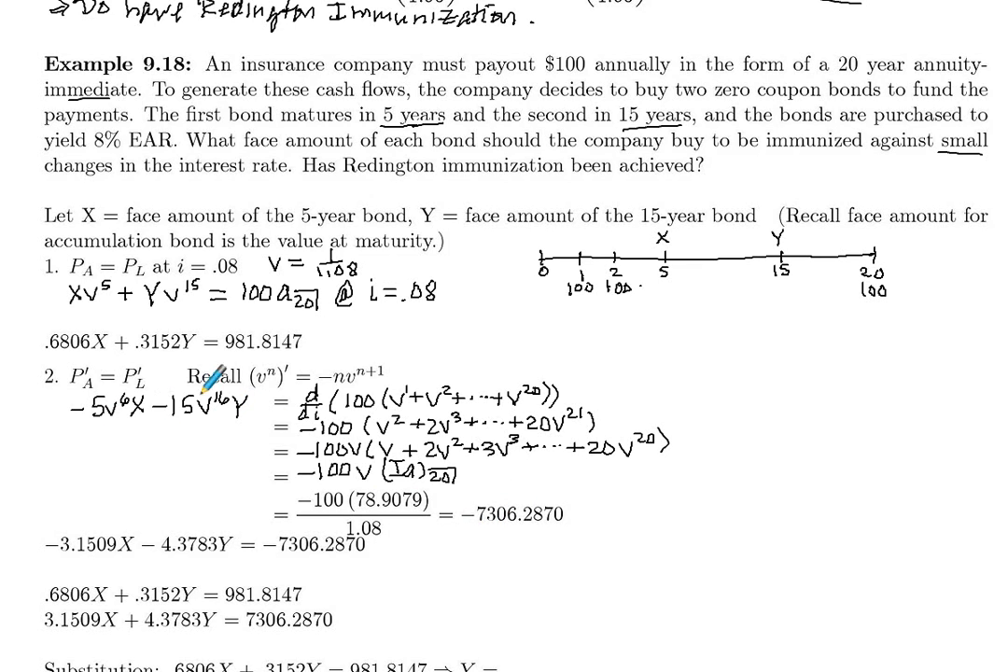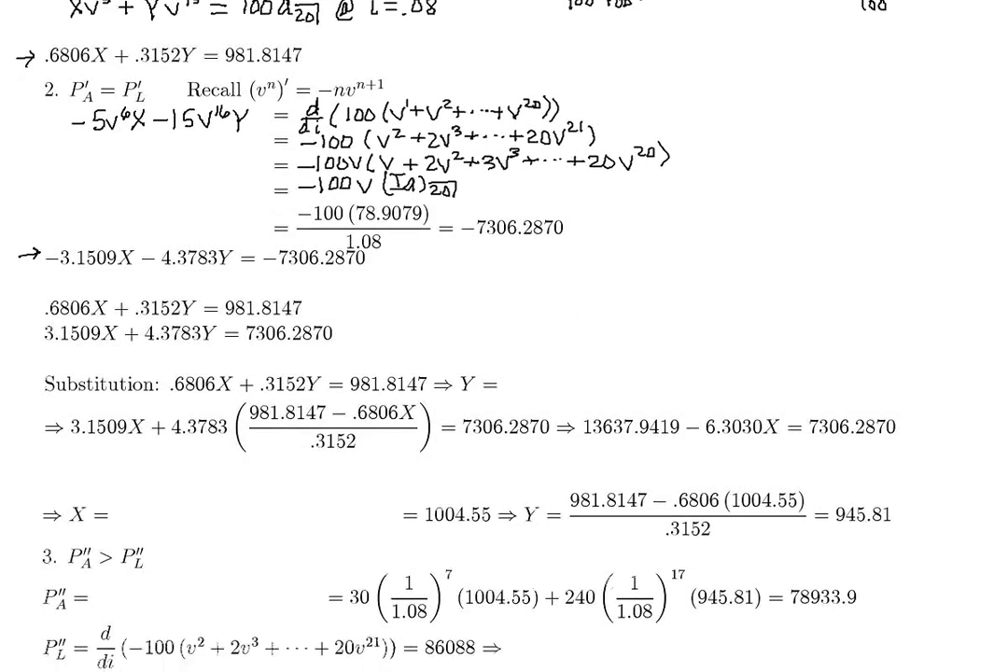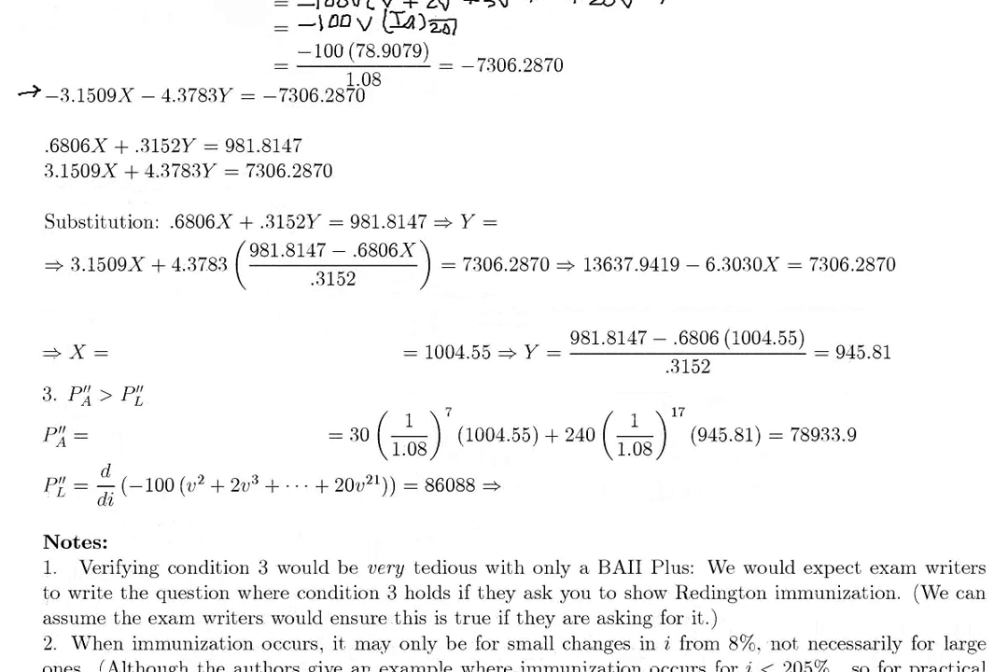And this is the left-hand side. If we compute negative 5v to the 6, we get negative 3.1509. Negative 15v to the 16 is negative 4.3783. And then I brought my negative 73 back down on the right. So now we've got two equations here and here in two unknowns. Now these are a little messier equations than what we had before, but still solvable.